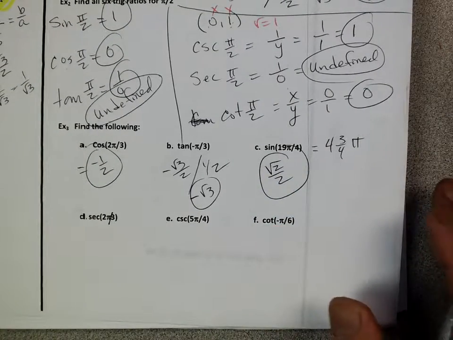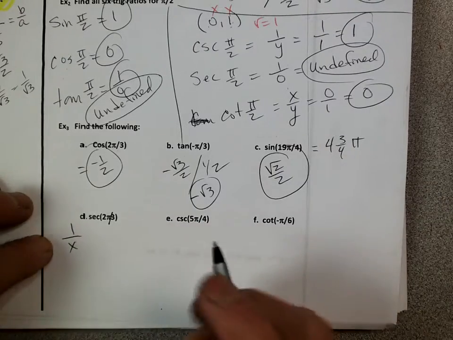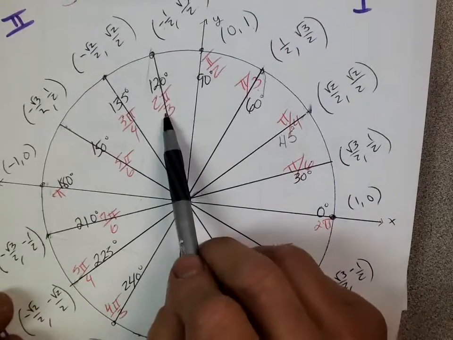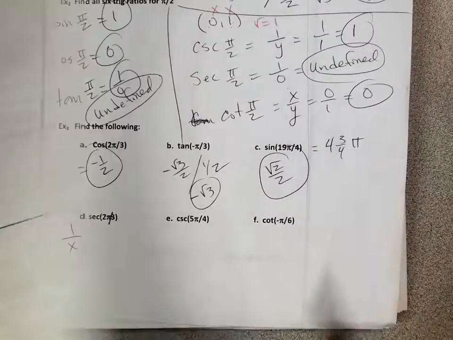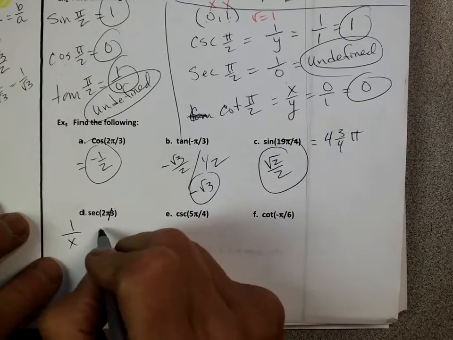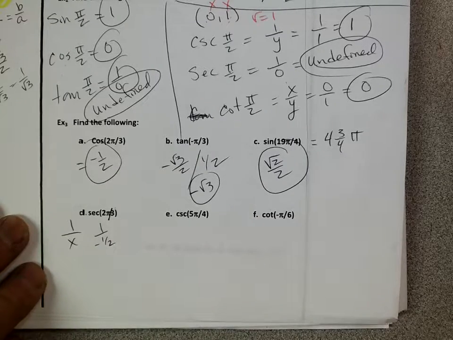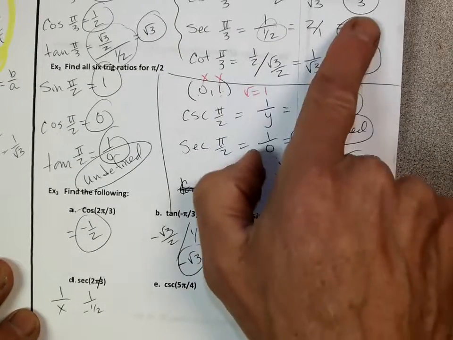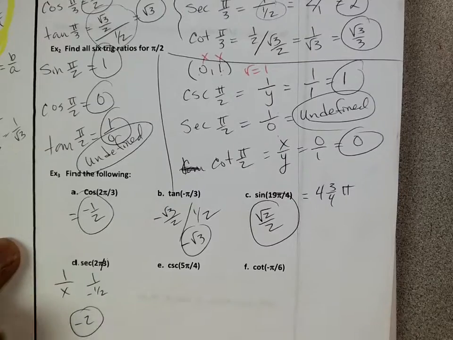All right, secant of 2 pi thirds. So secant is 1 over the x value, okay? Let's find 2 pi thirds. 2 pi thirds is here. The x value is negative 1/2. So it's just going to be 1 over negative 1/2. We already did that work way over here, right? So we're just going to flip it up to a negative 2, okay?